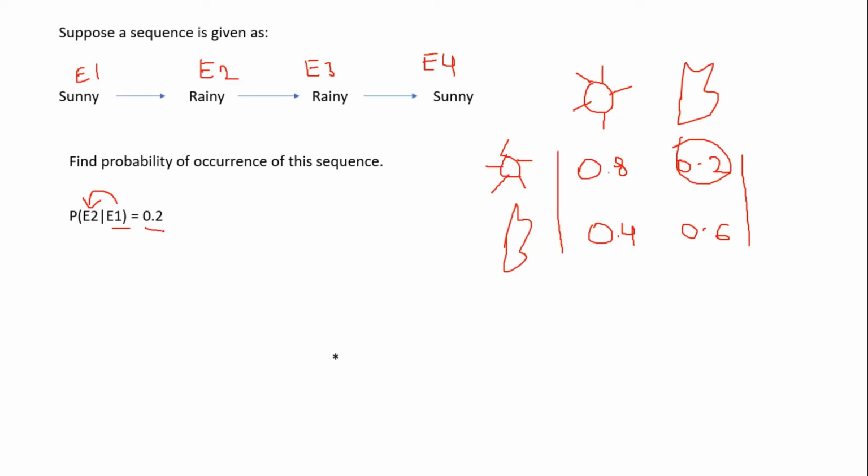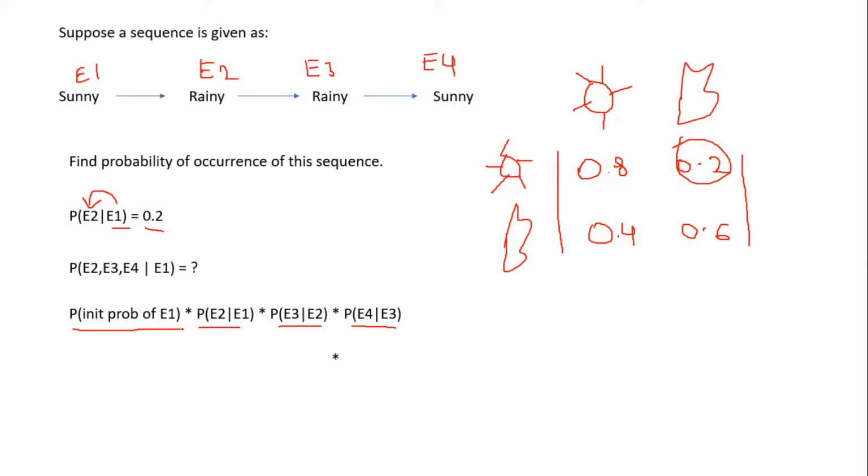Now we need to calculate the same for the remaining sequence also. So the probability of occurrence of E2, E3 and E4 after E1. So we need to find this. This can be written as probability of E2 given E1, probability of E3 given E2, E4 given E3, and multiply that complete value with the initial probability of E1. So first find the probability of E2 given E1. That means sunny followed by rainy. The probability is 0.2. So this value becomes 0.2.